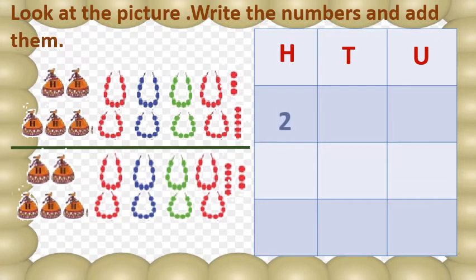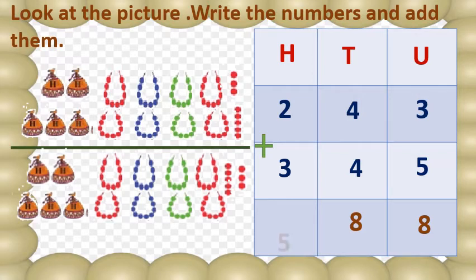Now in 100 place, in the first row 2 will come, and tens place 4, and in units place 3. Am I right? Correct. Then in the second row 3 purses of 100 are there, and 4 tens are there, and 5 units are there. Now we will put addition mark here. Now we will start adding from the unit place. 3 plus 5 is 8, 4 plus 4 is 8, 2 plus 3 is 5. Got this children? This is the answer, that is 588 is the answer.